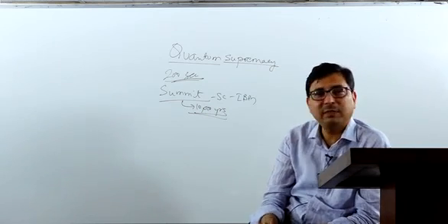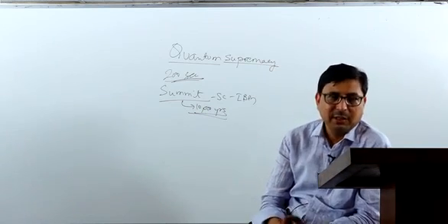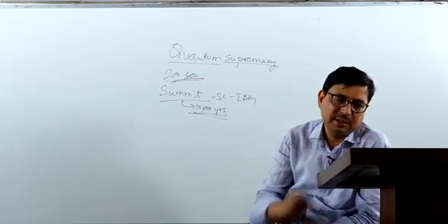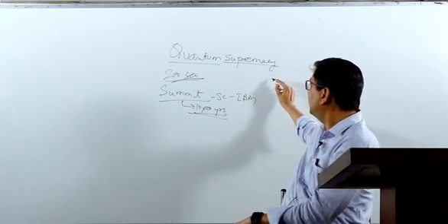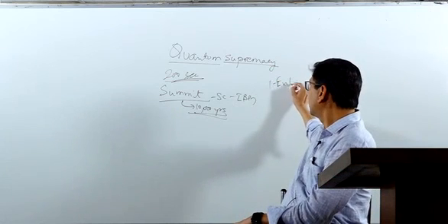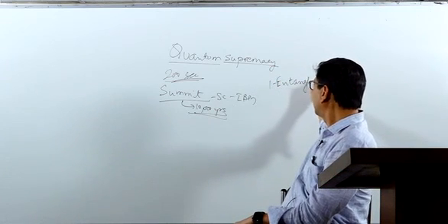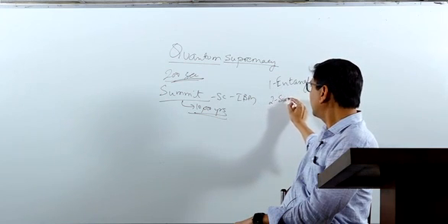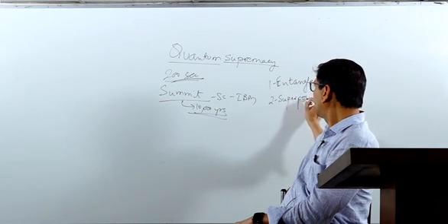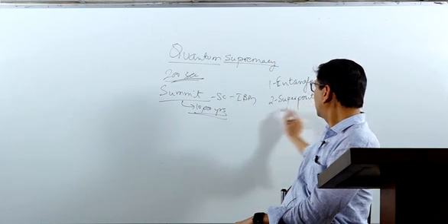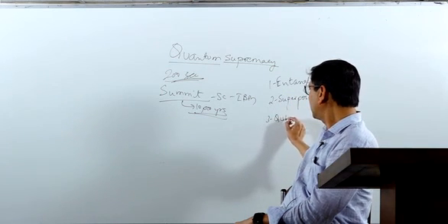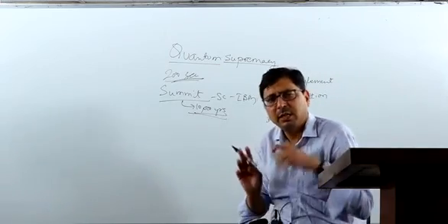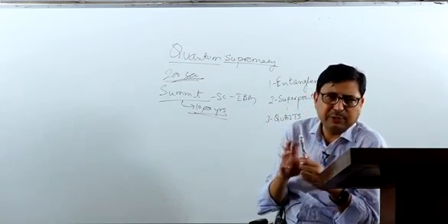So, quantum computing. Whenever you are looking to attempt a question, the commerce and the humanities student, just remember 3 words. Quantum computing is based on 3 terms: entanglement, second superposition, and third is qubits. Just look for these 3 terms, you will be able to solve the question.